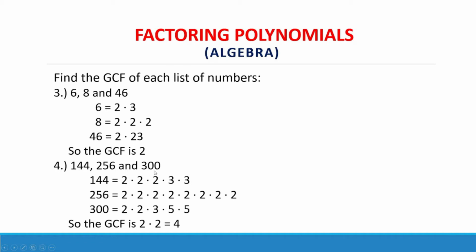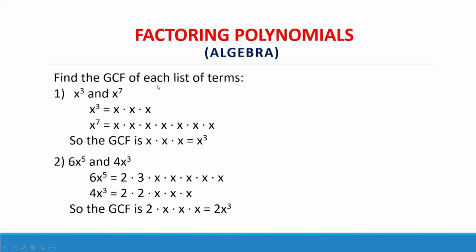144, 256, and 300. The factors of 144 are 2 times 2 times 2 times 2 times 3 times 3, which is equal to 144. For the second number, 256, the factors are 2 times 2 times 2 times 2 times 2 times 2 times 2 times 2, eight 2s, which is equivalent to 256. While for 300, the factors are 2 times 2 times 3 times 5 times 5, which is equivalent to 300. So the GCF is 2 times 2, which is equivalent to 4. So the GCF for number 4, which is 144, 256, and 300, is 4.